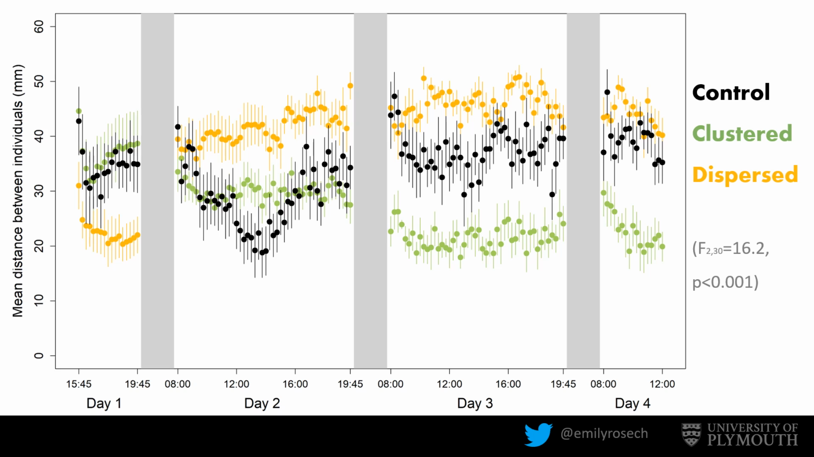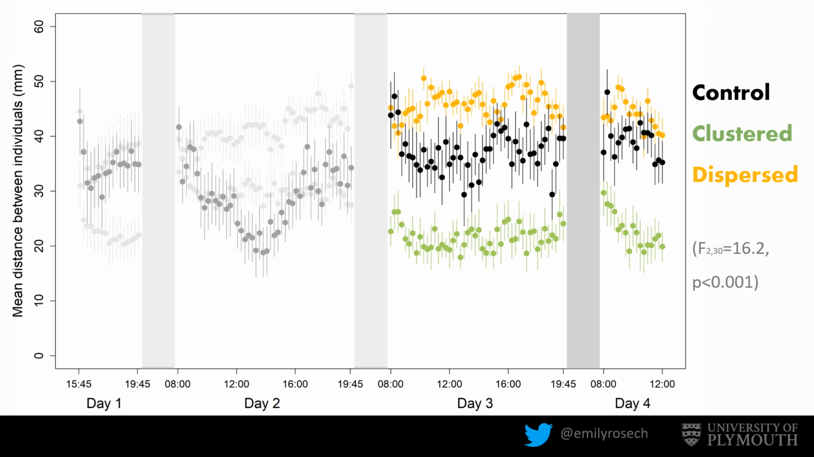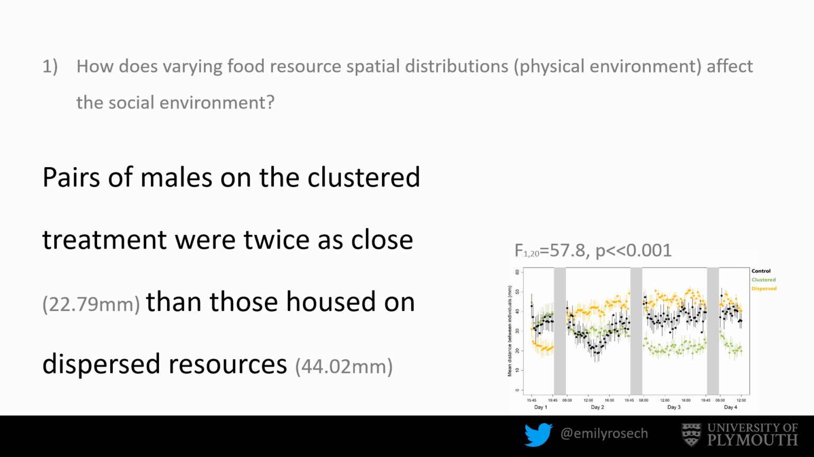As you can see, the difference between the observed mean distances between individuals across the 3 treatments is significant. And by the 3rd day, the distances between individuals appear to plateau. And we found that males housed on clustered treatments were twice as close to rival males as those that were housed on dispersed resources.